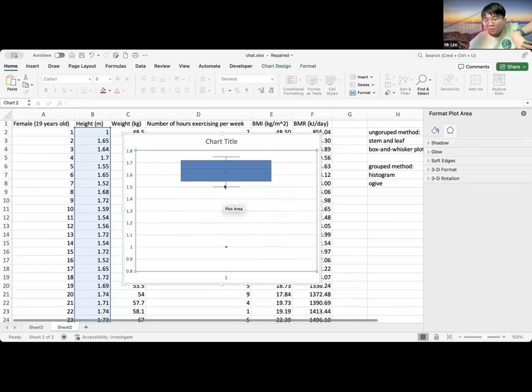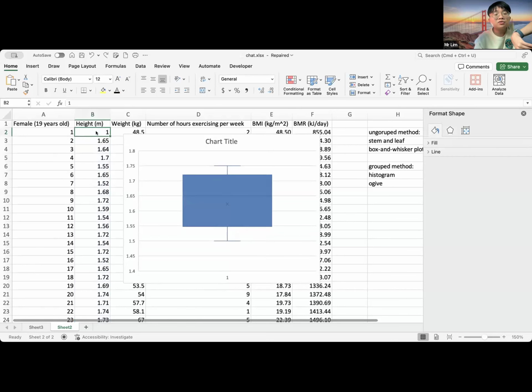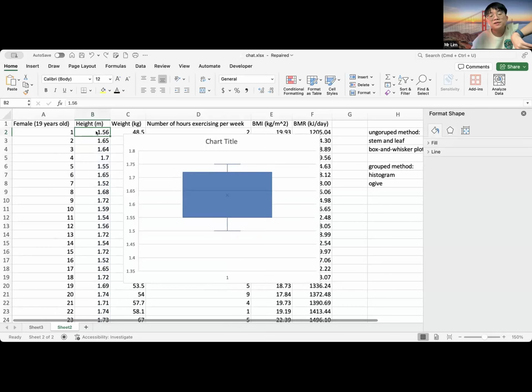Instead, your minimum will stop here, which is the second shortest person. Okay, sorry to say that, but the second shortest person. But the shortest person will not show as a whisker. It becomes an outlier now. Well, luckily we don't have this kind of person. So that means that now what I need to do is just go back to 1.56.